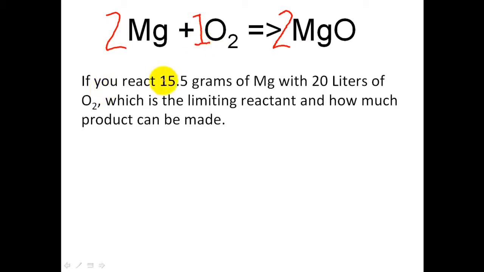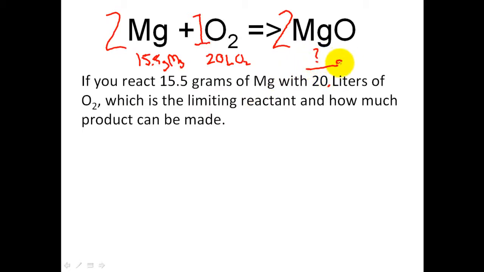If we react 15 grams of Mg, all right, so I'm just going to stop right now. I have 15.5 grams of Mg. And I'm going to react that with 20 liters of O2. And let's just make it, for our purposes, 20 with a decimal point. Okay, so I have 20 liters of O2. Which one of my reactants is the limiting reactant? And also, how much product can be made? Okay, so I'm looking for product.